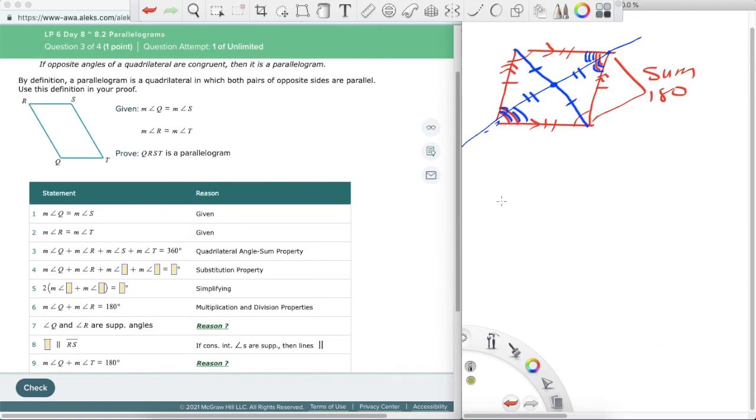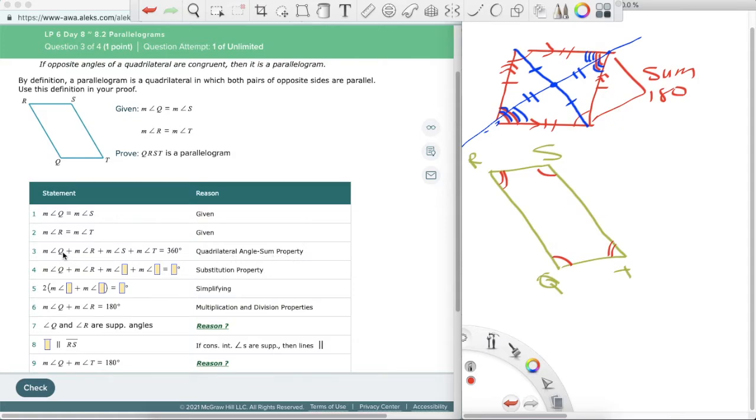So now I have R, S, Q, T, and we are told that Q is congruent to S and R is congruent to T. So opposite angles are congruent. And they've already put this in the given for us. They're also just giving us that all four angles add up. If we add all four together, we get 360 degrees, and that's the quadrilateral angle sum property.